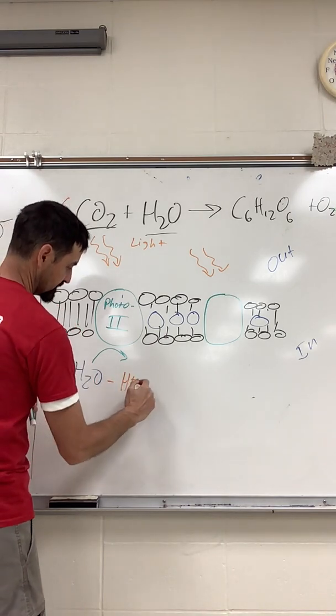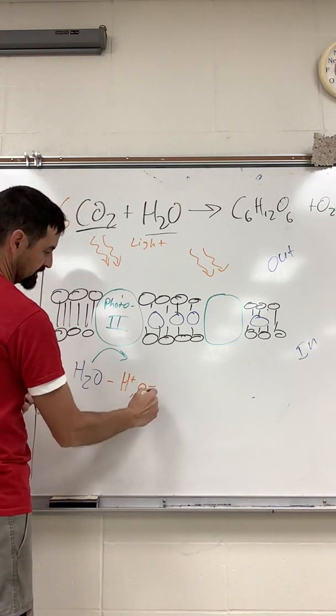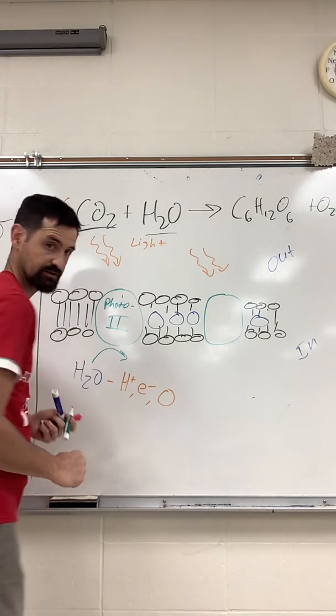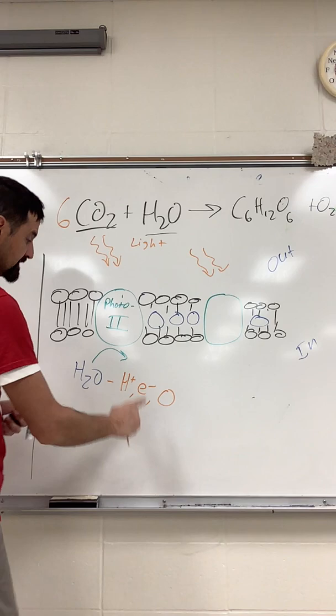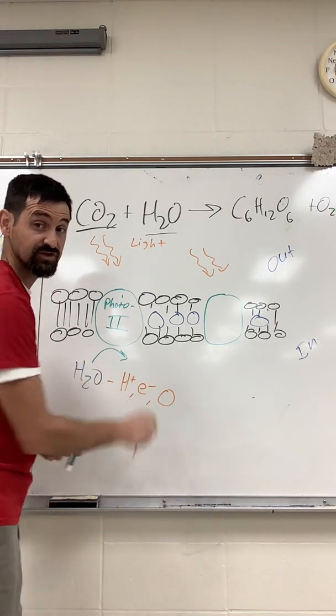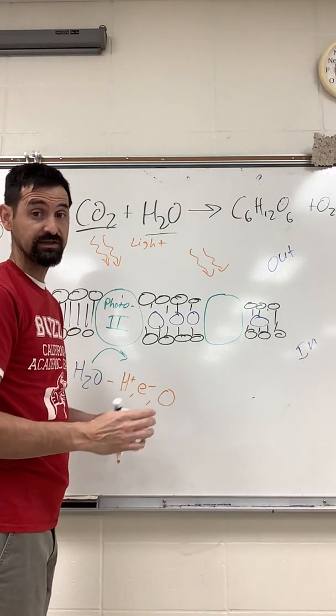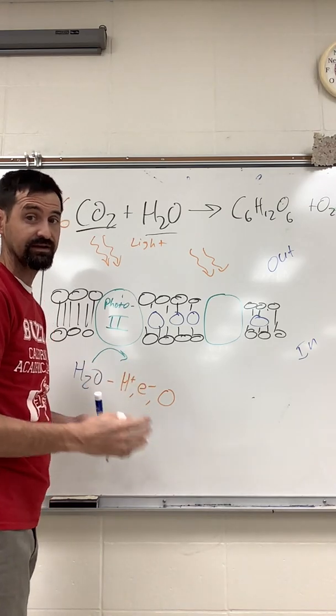It breaks it into an electron, and it breaks it into some oxygen, right? Because H2O and so forth. Now the oxygen ultimately is just going to be given off. It's released. The plant cannot use that at this point.